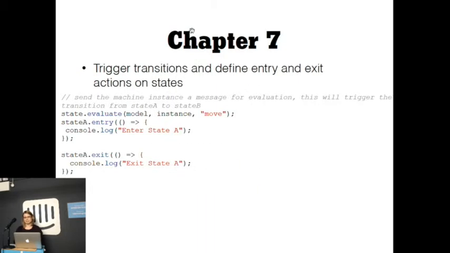And the last bit is you trigger transitions and define entry and exit states on these states. So you can trigger transitions by evaluating the model and the state machine instance, and then you can define entry and exit functions on these states.